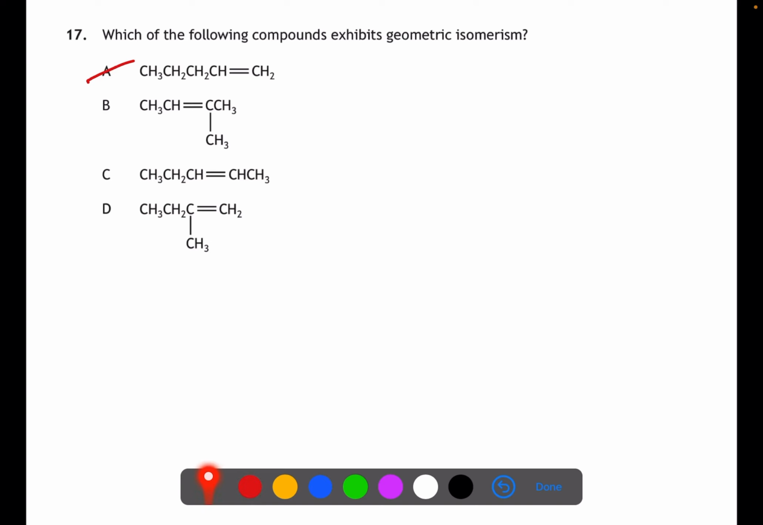In B, we can see that at this end we have a methyl group and a hydrogen, whereas at this side we have 2 methyl groups. So there's no difference in symmetry here. So this one also will not have geometric isomerism. For this one, we have a hydrogen and the ethyl group, and a hydrogen and a methyl group. This means we have different groups on either end of the carbon-to-carbon double bond, which could either be on the same side or different sides of the double bond. C has geometric isomerism.